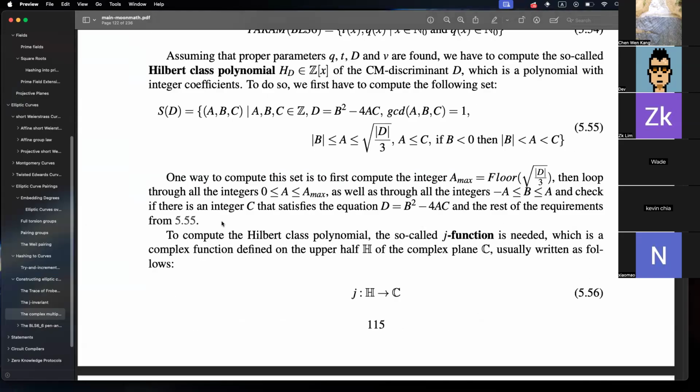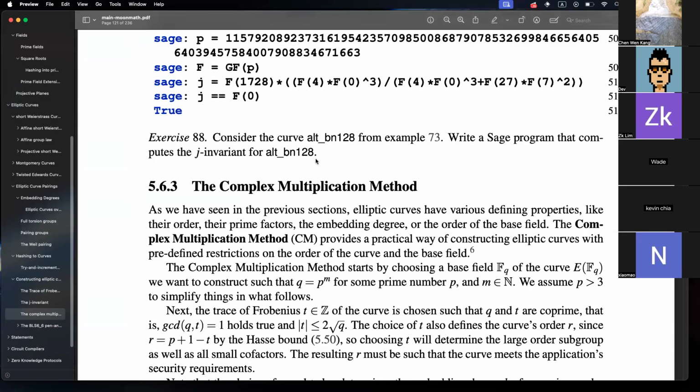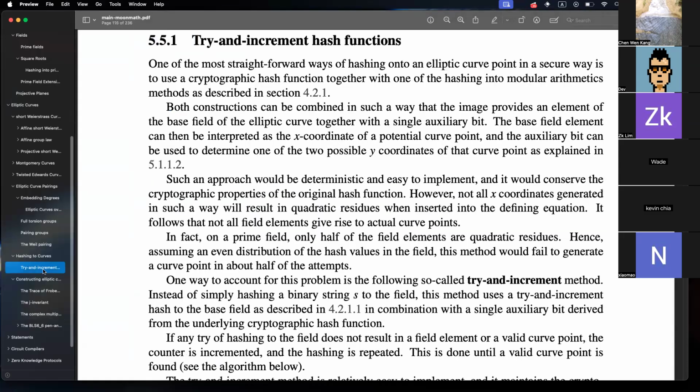Yeah, any questions, or anyone that wants to talk about this? If you have gone through this and want to talk about it, welcome. So ZK asks, so the hash is just keep trying until it lands on a valid point. For this specific method, yes.